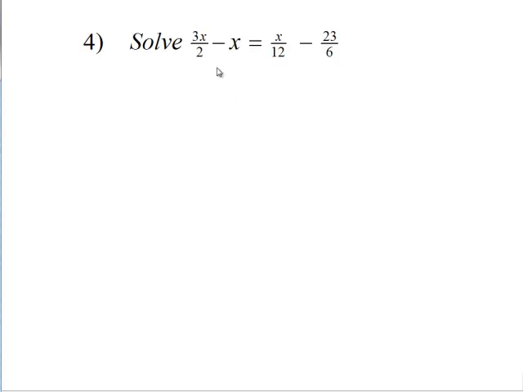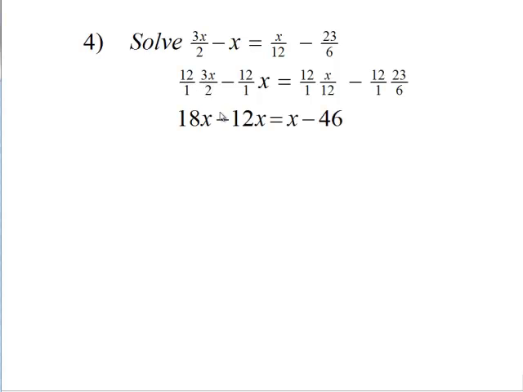Okay, solving this equation, I would multiply by the denominator, which is largest, which is the number 12. That's your common denominator. So multiply this by 12, that one by 12, all four of those by 12. So 12 over 1 times 3 halves times x over 12, and times 23 over 6. Okay, 12 will cancel with this 2, leaving 6 times 3 is 18x. This is 12. These 12s cancel, so I'm left with x. 12 divided by 6 is 2, times 23 is 46.